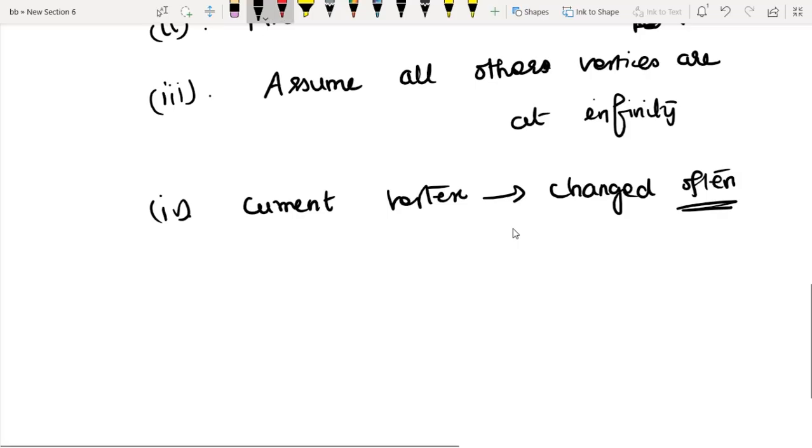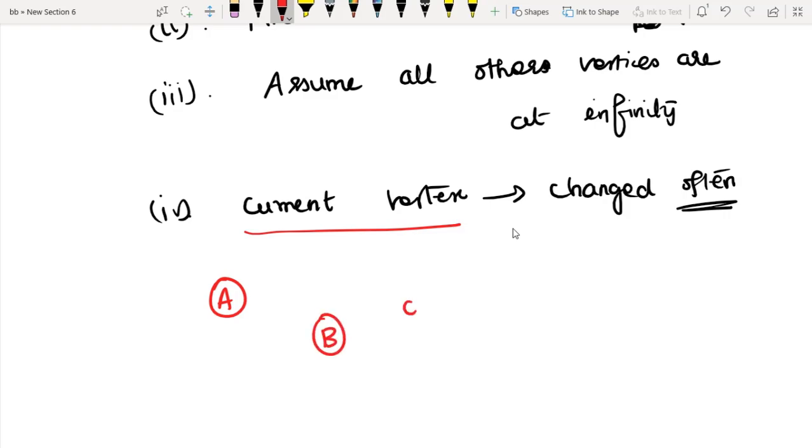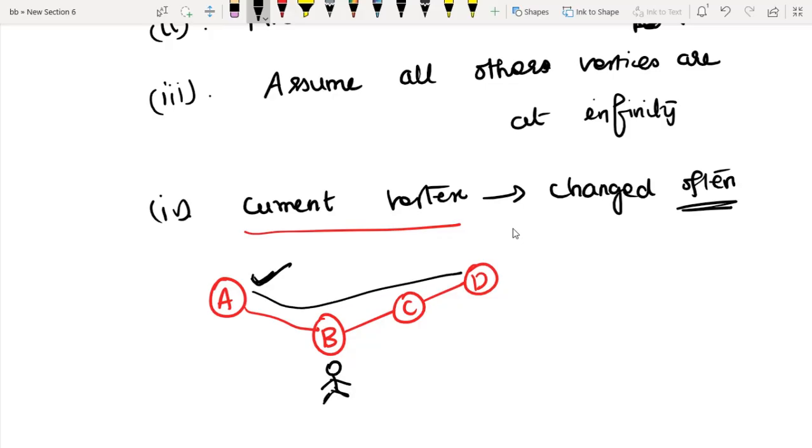Okay, let me give a quick intuition on this current vertex. Let me say A is my starting vertex, and B, C and D are other vertices that are connected. But A is my starting vertex. Now I may stand at B, then I can calculate the distance from A to D. Then B becomes my current vertex.